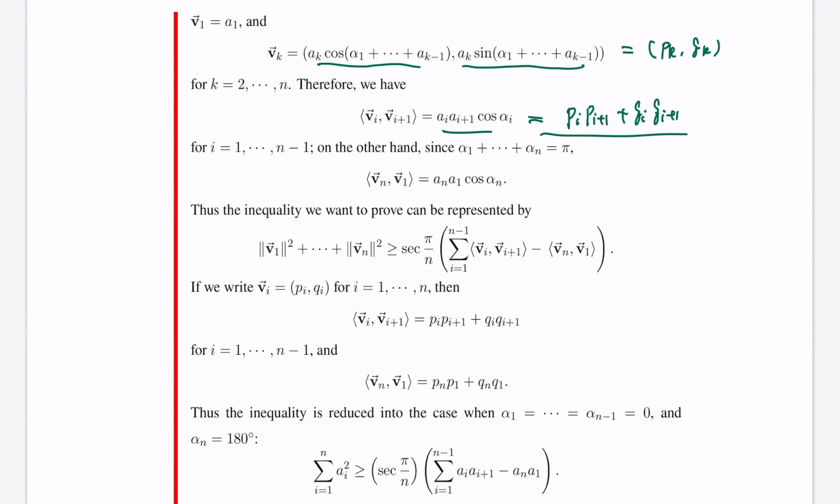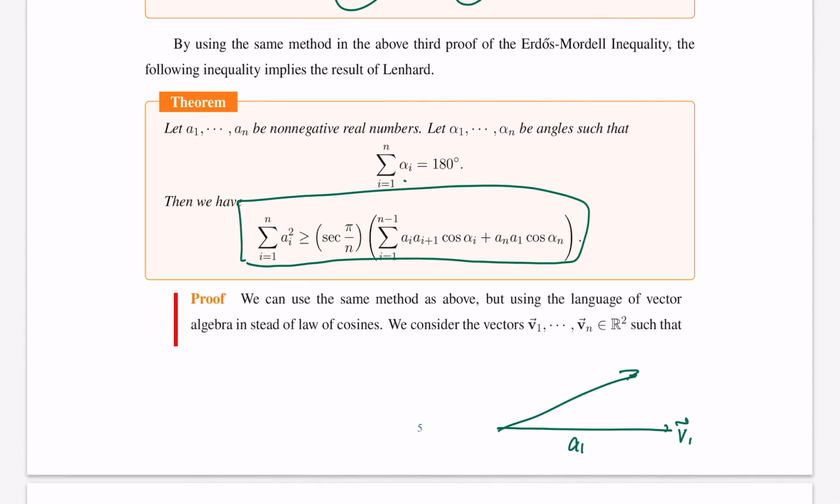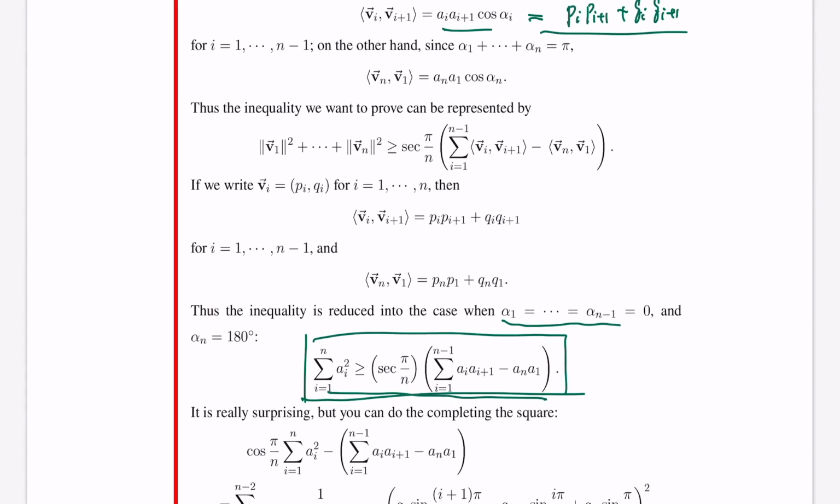I don't have time to do the computation here, but then you would see that the inequality is reduced to the same inequality in a special case where all the first n minus 1 angles are 0 and the last one is equal to 180 degrees. Namely, what I claim is that if you are able to prove this inequality, which is much cleaner than the inequality here, which is packed with a lot of cosine angles, then using this machinery, you prove the original more general inequality.